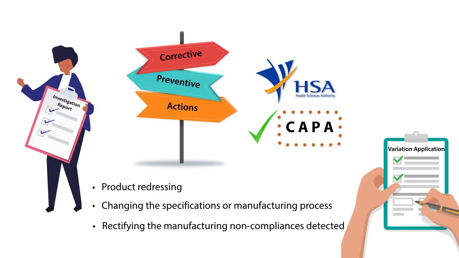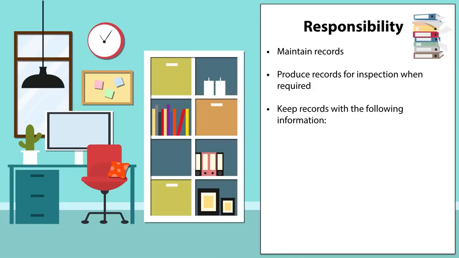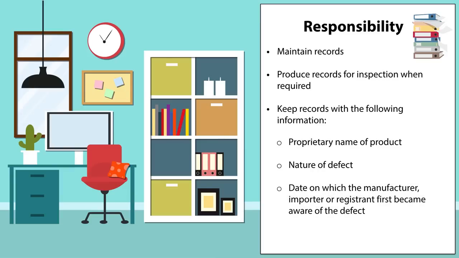Besides reporting defects to HSA, companies are also responsible for maintaining the records of product defects. Companies must maintain the records of every defect for at least 2 years after the expiry date of the therapeutic product and produce these records for inspection when required. The records must contain the following information: the proprietary name of the therapeutic product, the nature of the defect, the date on which the manufacturer, the importer, or the registrant was first aware of the defect, and the lot number, the batch, or the serial number of the affected therapeutic product.